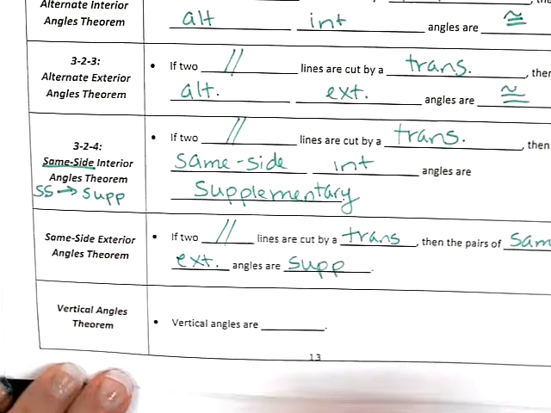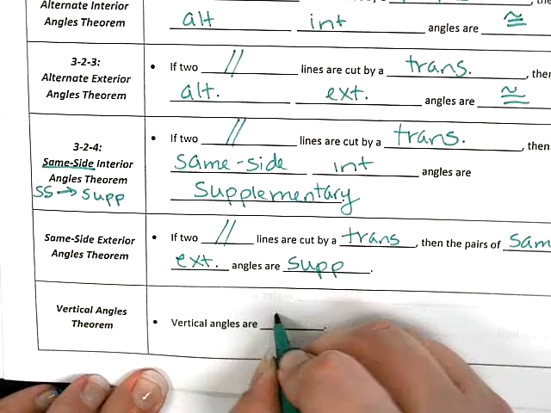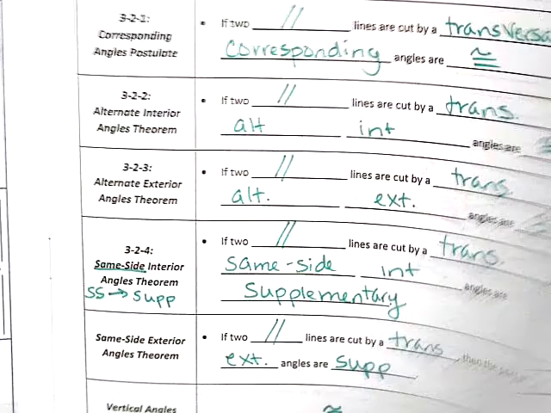Then we've got the vertical angles theorem that we already talked about in chapter 1, and hopefully you guys remember vertical angles are congruent to each other. All right, let's do some real problems here then. So go ahead and turn the page.